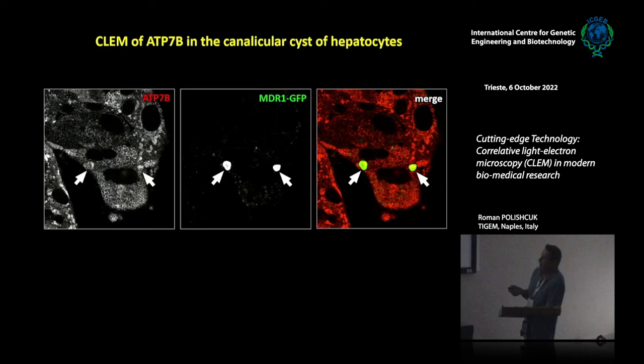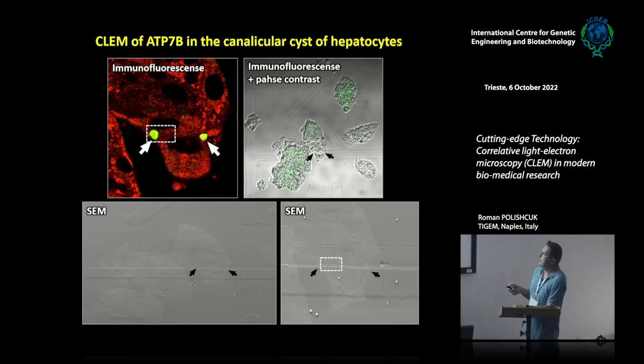So here we have cells where we labeled ATP7B in red with secondary antibodies which have both fluorochrome and gold particles. And we have the structure of our interest in GFP, MDR-GFP. As you can see from a field of view, not that many cells contain these structures, but this was why we used CLEM, otherwise we probably opted for just normal immuno-electron microscopy. So the cells of our interest were visualized using confocal microscopy.